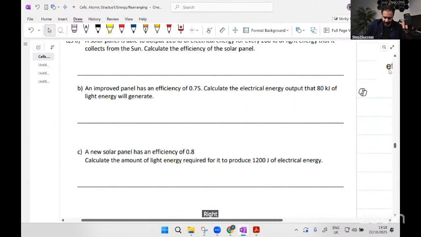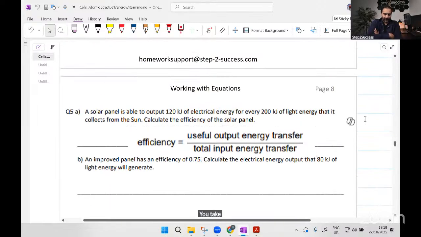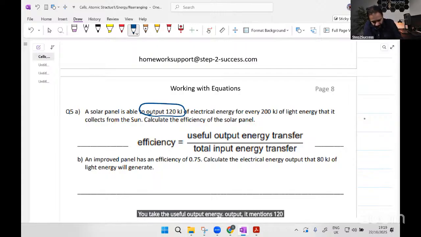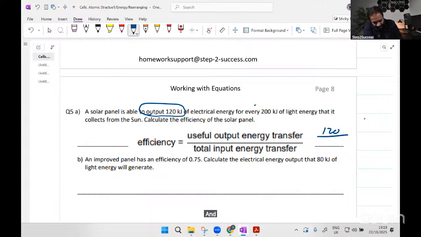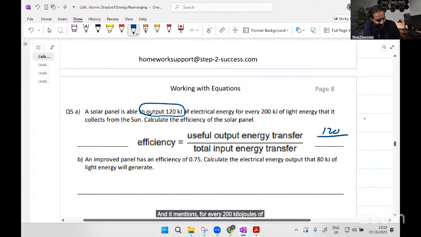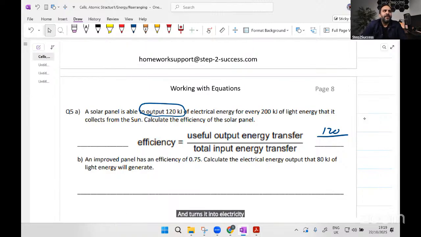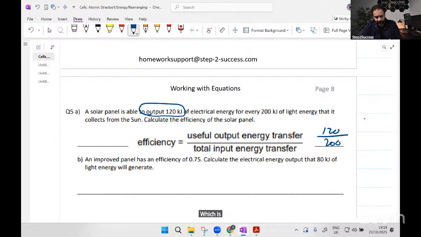Right. So there is an equation that says the following: that to calculate efficiency, you take the useful output energy. Now, output, it mentions 120 here. So I'm going to put that there. And you divide it by the total energy you've input. And it mentions for every 200 kilojoules of light energy that it collects from the sun, that is the energy that's gone in. A solar panel is something that takes light energy from the sun and turns it into electricity. And so in this question, what you had to do was 120 divided by 200, which is 0.6, but you can use a calculator. I'm fairly sure that's 0.6.